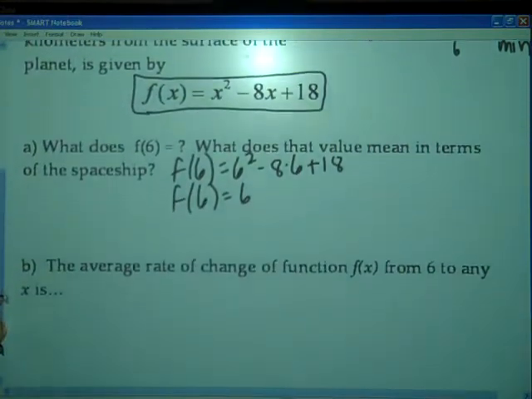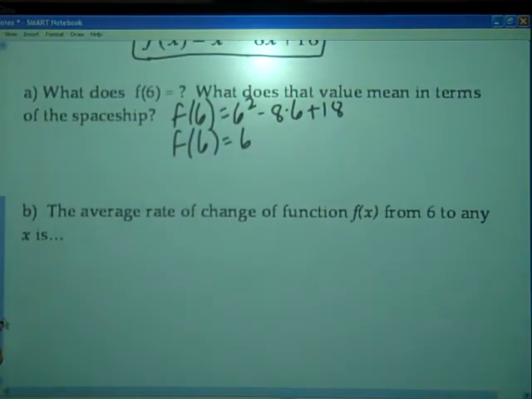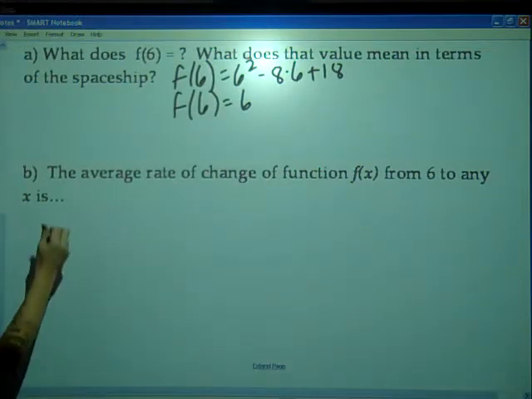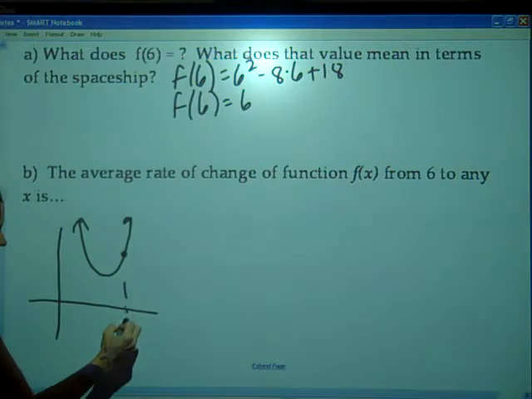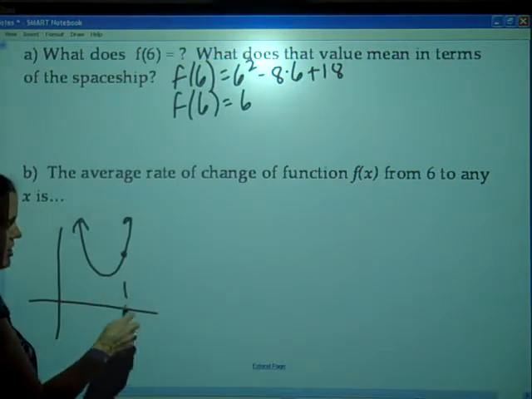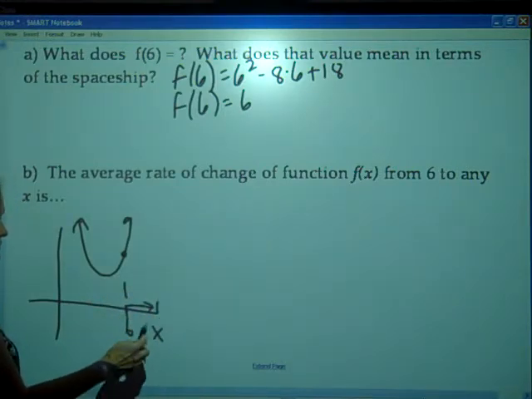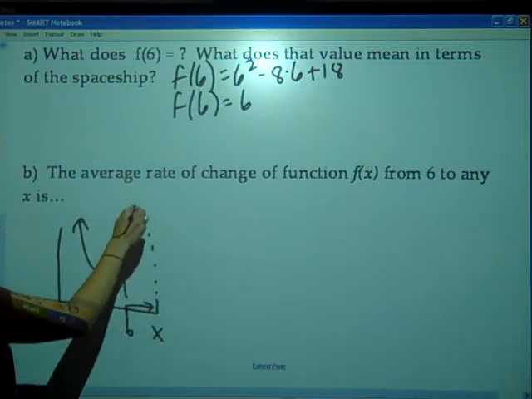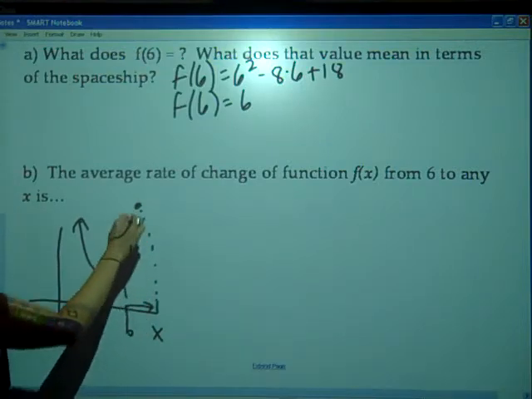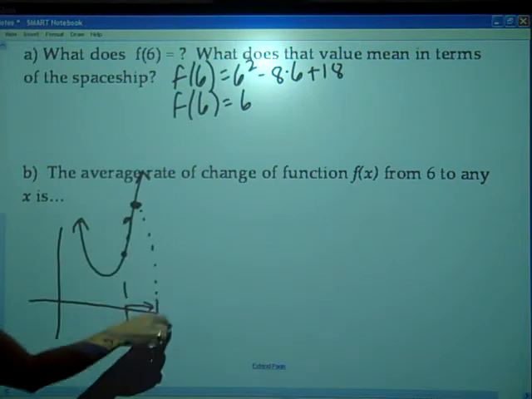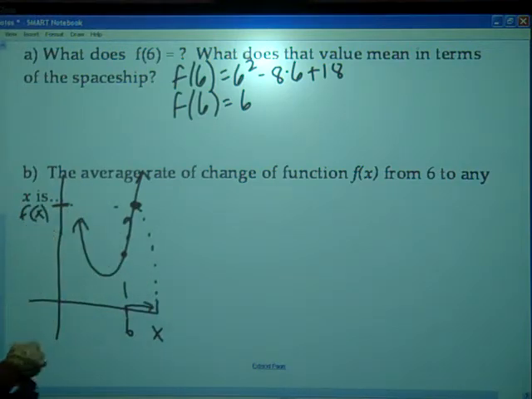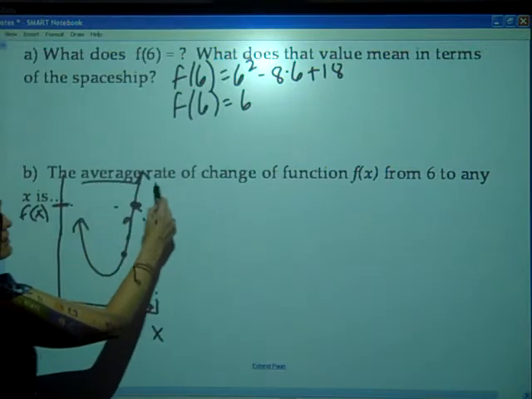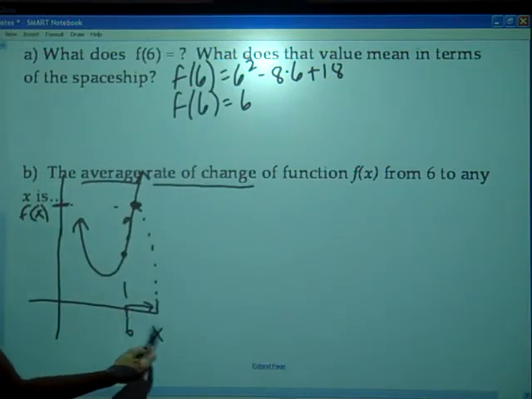All right, part B. The average rate of change of the function f of x from 6 to any value of x. Basically, if you have your value at 6, you were right here. We look for the average rate of change from 6 to some other given value of x, no matter what that x value would be. If this continues on up, that would be the value, and the output of that value we could call f of x. I want to know what the average rate of change over that interval would be.